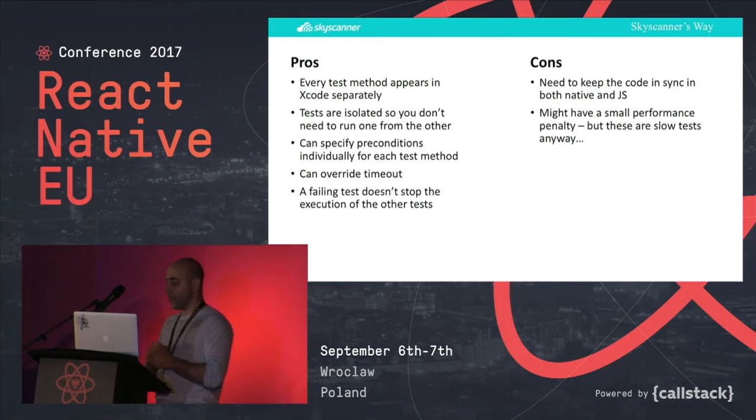One small con is the fact that you need to maintain both the JavaScript and the native side in sync. They have to have the same name, but that's not a huge issue. And the other one is there might be a slight performance penalty because you go back and forth through the bridge. But when you think about bridge testing and integration testing in that sense, you do that anyway. So I would argue that that's a small price to pay to have an isolated test suite.